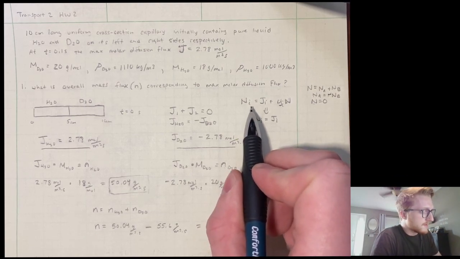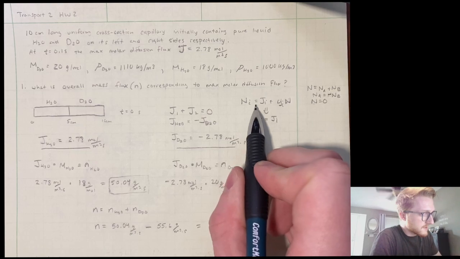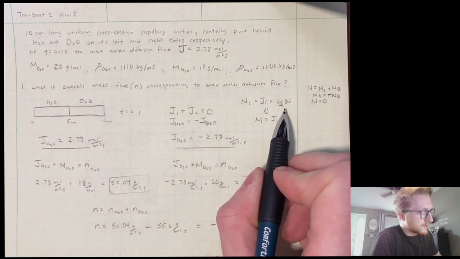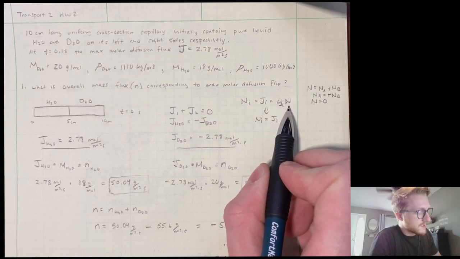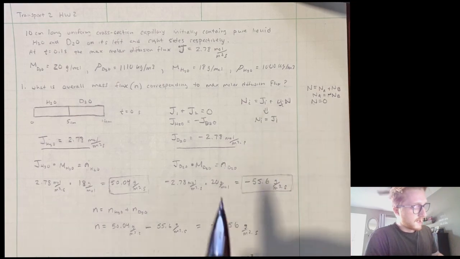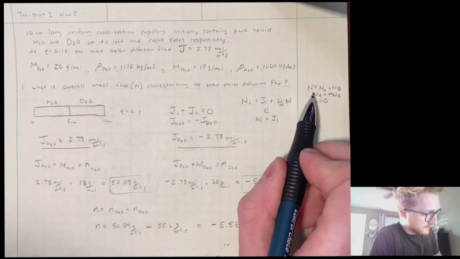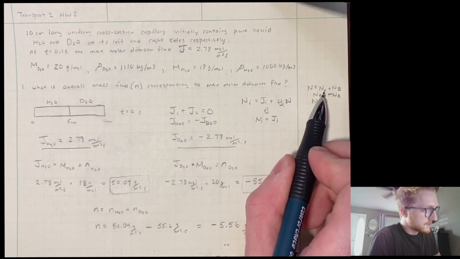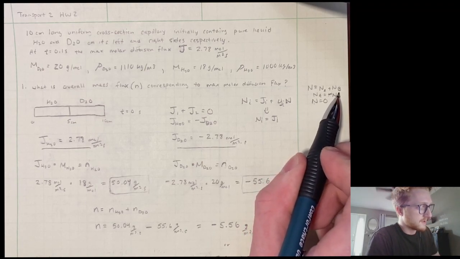molar flux of that component is equal to the molar diffusive flux of that component plus the mole fraction times the total molar flux. And we know in this case that the total molar flux is equal to the molar flux of one component plus the molar flux of the other component.